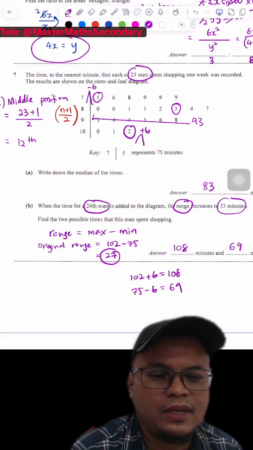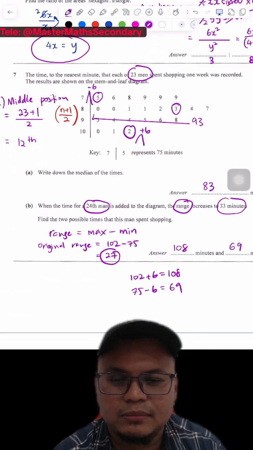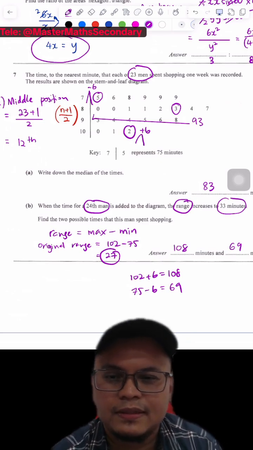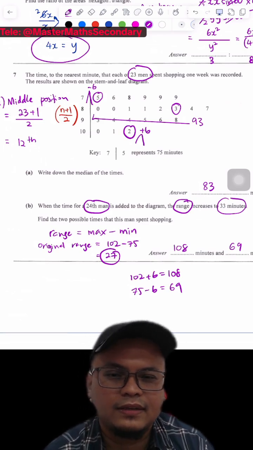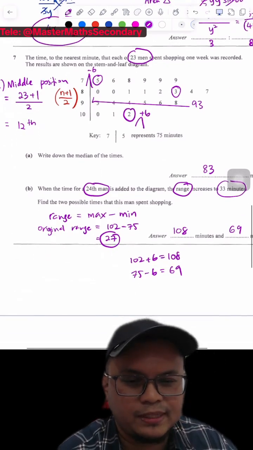Are you guys okay? Yeah, so that's how we actually do this question here. Alright, if you have no questions, let's move on to the next one. The last question, question 8.